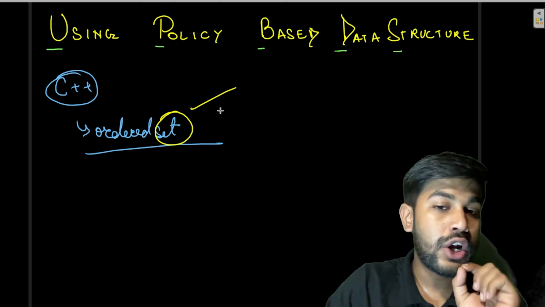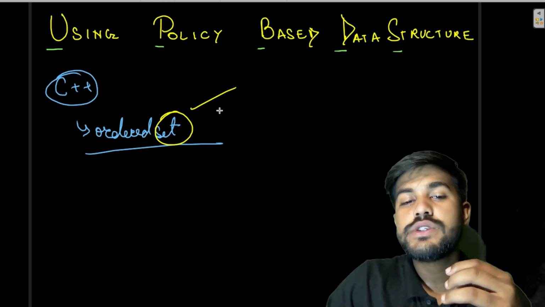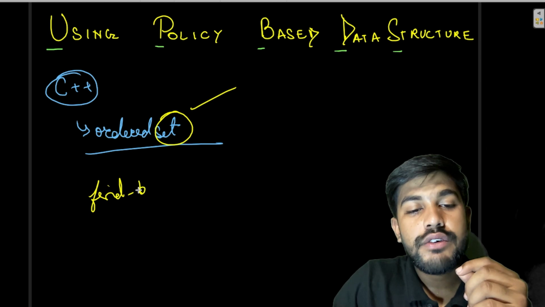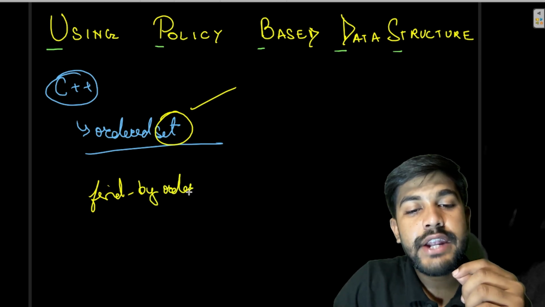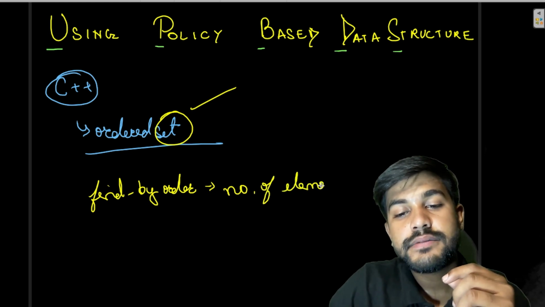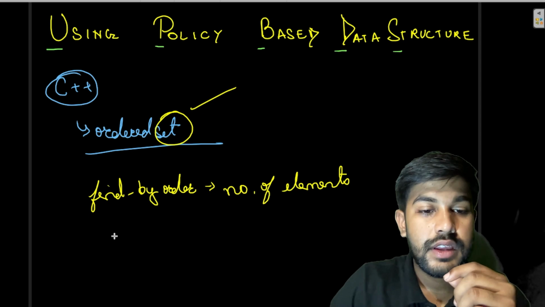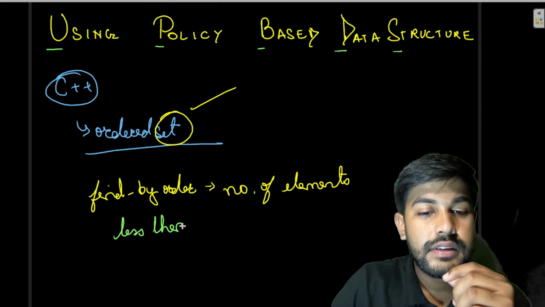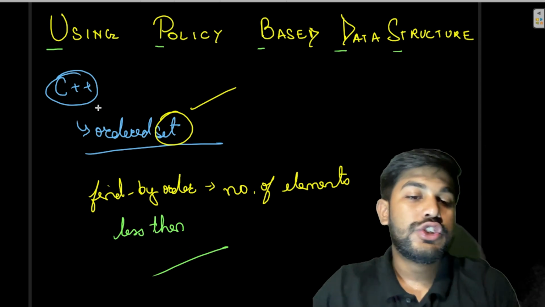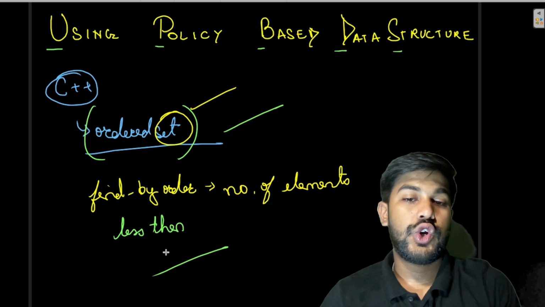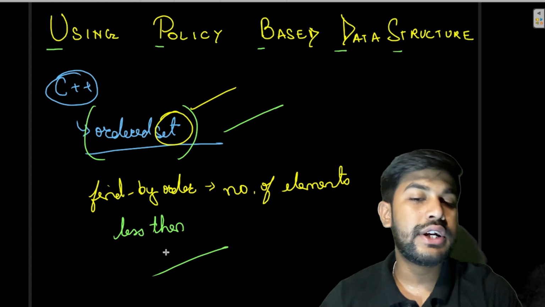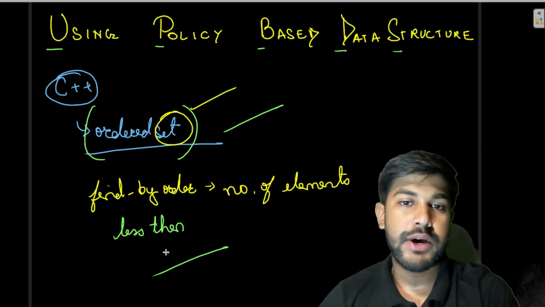Not lower bound or upper bound exactly, but we can use find by order. What is find by order? If you use find by order, it would tell us the number of elements less than that. So we would use this feature to have our result. Now, how would we use this feature, and how does the ordered set come into the picture? I would talk about this.